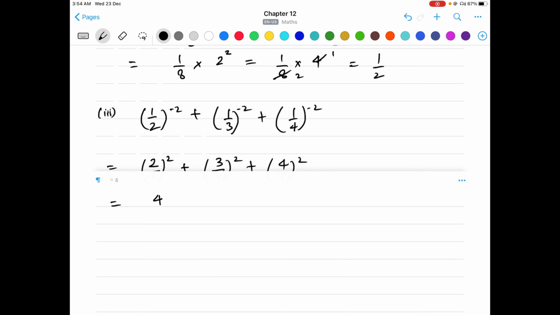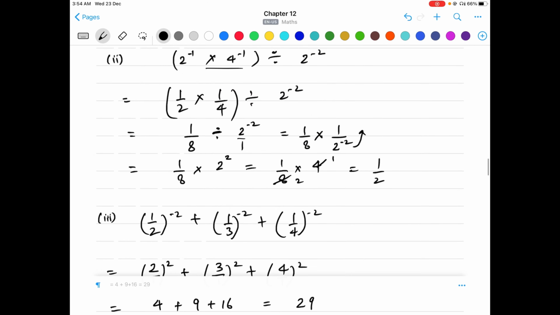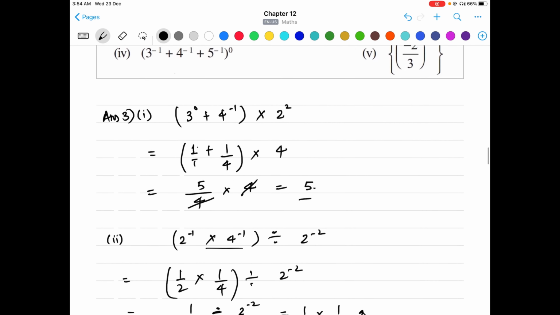Now this 2 square is 4, having 1 in the denominator will be ignored. So 2 by 1 is again 2. Similarly, 3 by 1 is 3 and 3 square is 9. Similarly, 4 by 1 is again 4 and 4 square is 16. So the answer is 29. 16 plus 4 is 20, 20 plus 9 is 29. Okay, moving to the next one.